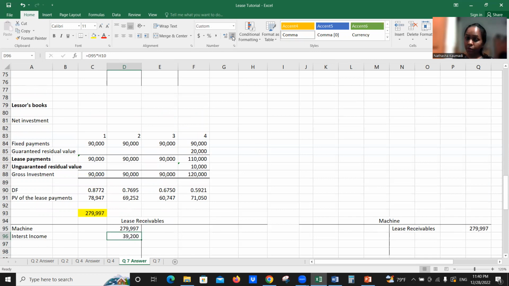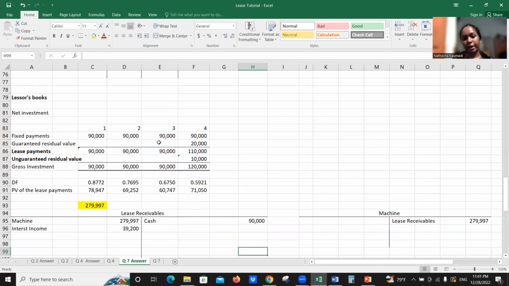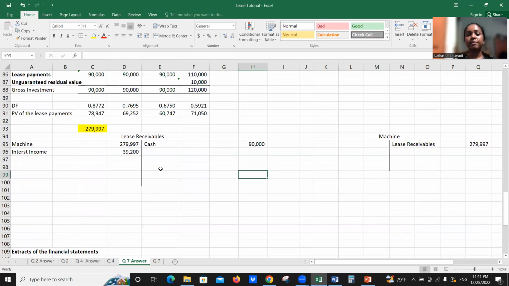On the other hand, you are receiving lease installments. What about your cash? Cash debit, lease receivables credit. Your asset is getting reduced while you are getting cash. So cash, 90,000. Likewise, you can get the values done.